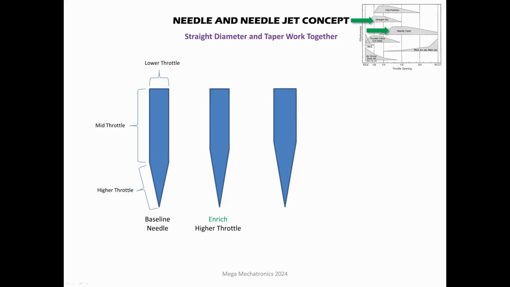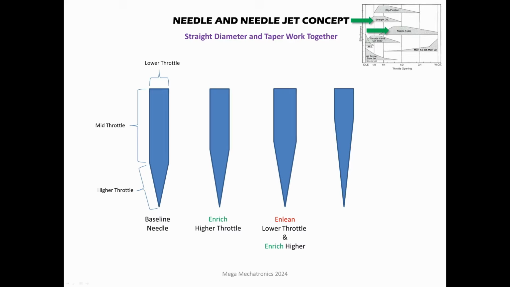So let's look at this one. We have a larger straight section diameter and that taper. So we're going to lean the lower throttle because of that larger straight section diameter. And we're going to enrich that higher, probably mid throttle as well, and enrich the higher position.